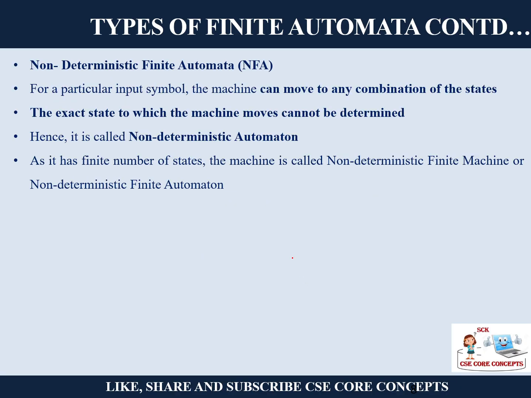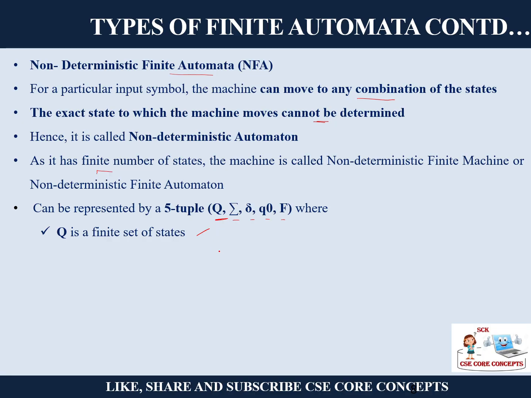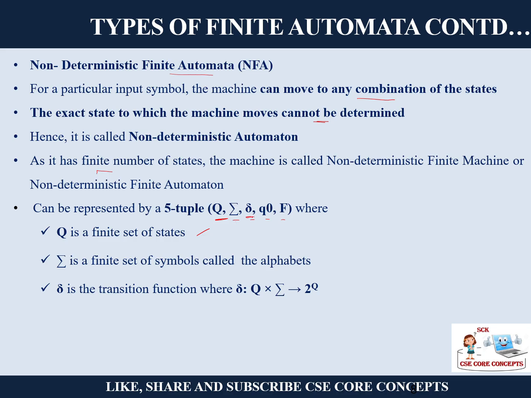And in non-deterministic finite automata, you can move to any combination of states. The exact state cannot be determined. As it also has a finite number of states, that is why we call it non-deterministic finite automata. Again, here also there are 5 tuples, where Q represents the set of states, sigma is the set of inputs, and delta is the transition.